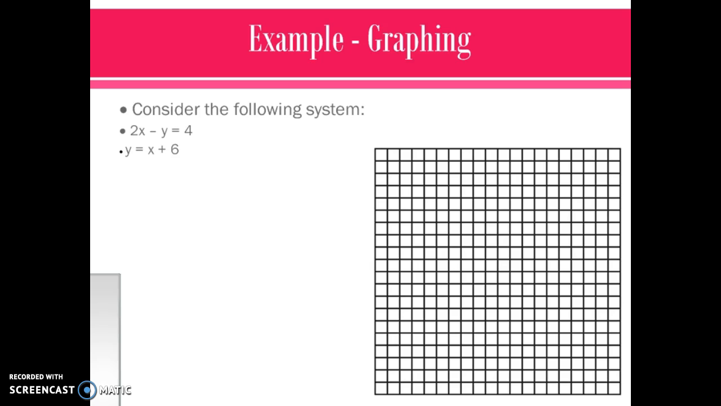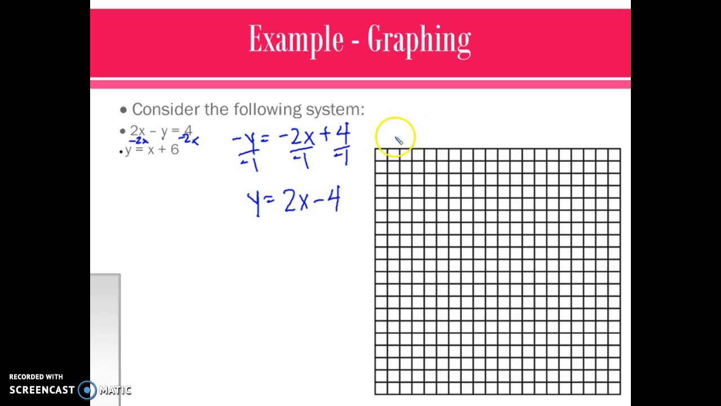And the third way is graphing. So to do graphing, I need to make sure both of my equations are in y equals form. So this bottom one's already ready to go. The top one, I'm going to subtract the 2x from both sides. So we get negative y equals negative 2x plus 4. And then divide everything by that negative 1. So we get y equals positive 2x minus 4.